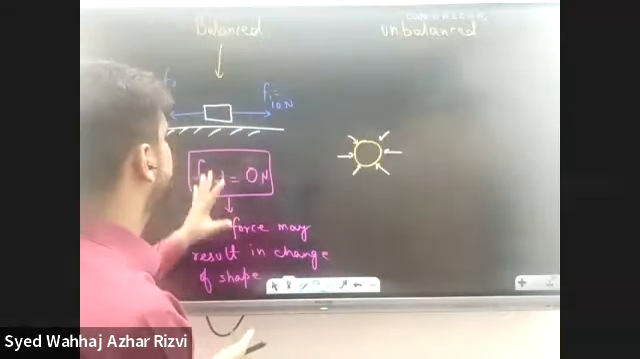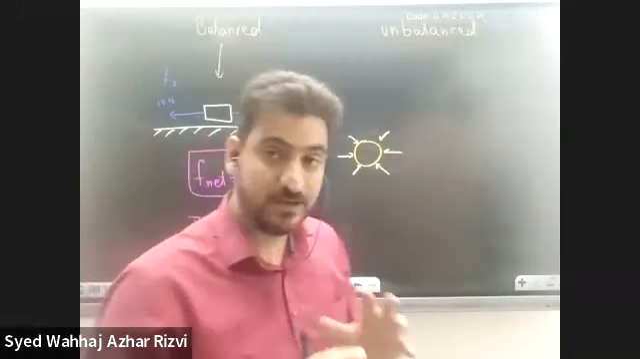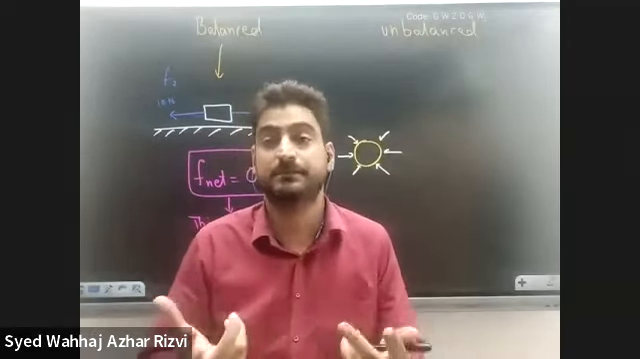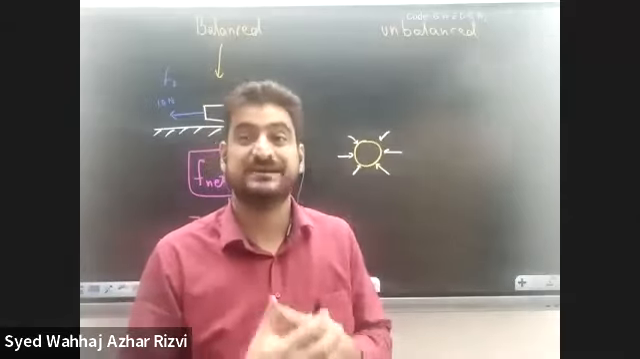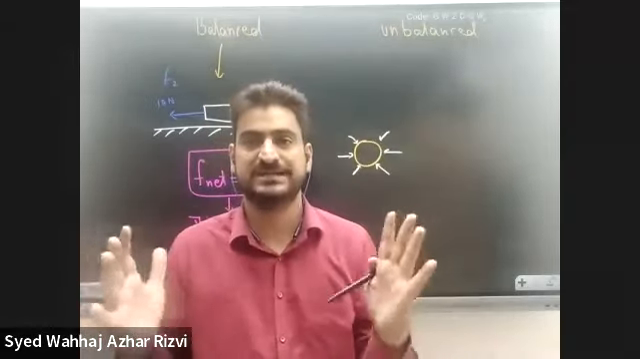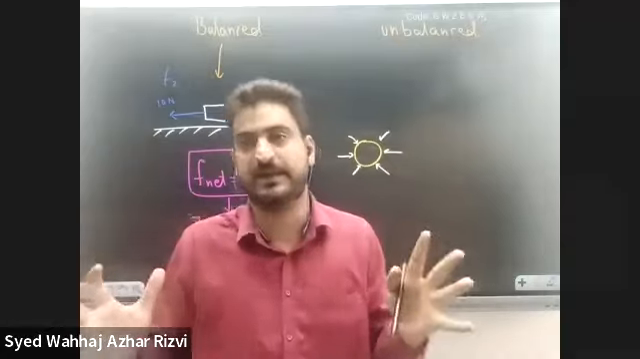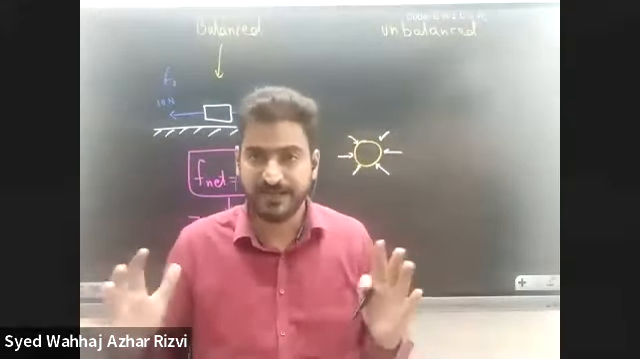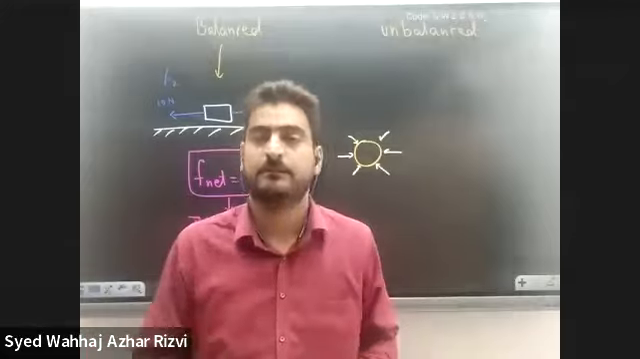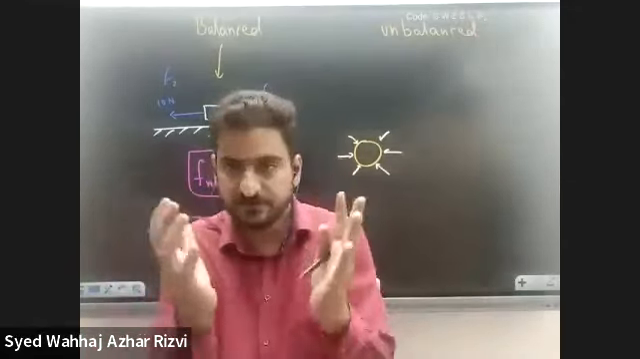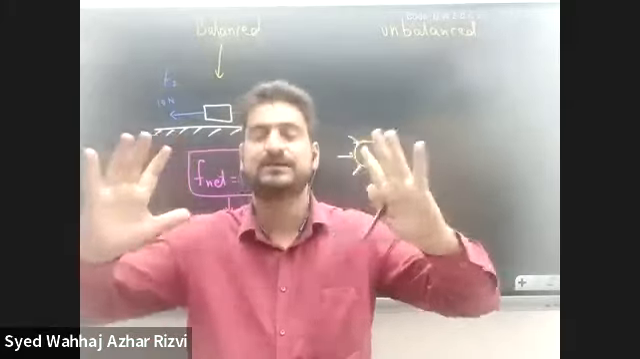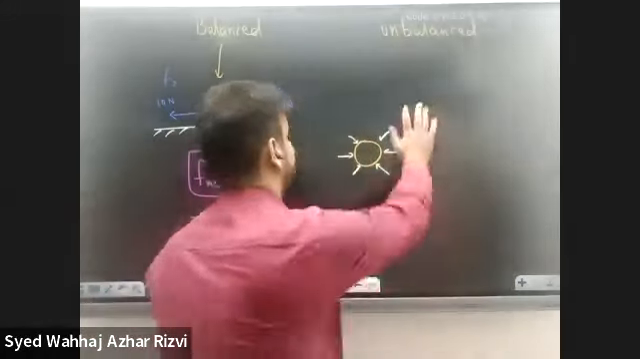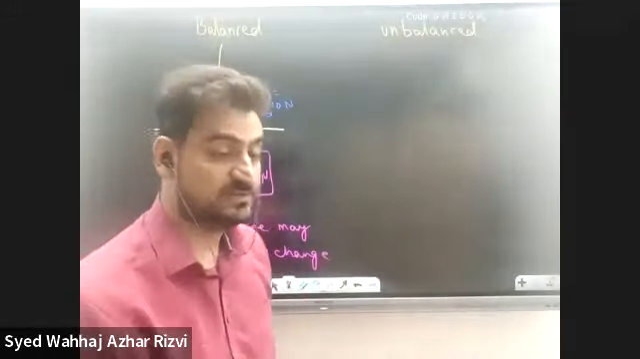So what does a balanced force do? A balanced force may or may not change shape, depending upon the type of material we are dealing with. Maybe we are dealing with a rubber ball, a ping pong ball, or a football. If we push a football from both sides and then leave it, it is going to regain its shape again. The balanced force that we apply from outside changes the shape of the football, but the football remains at its place. The shape would change, but the football would remain where it was earlier.